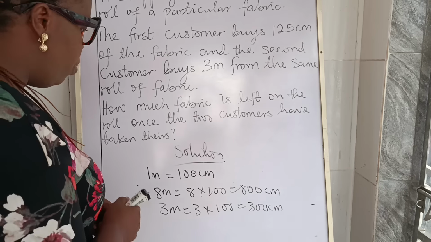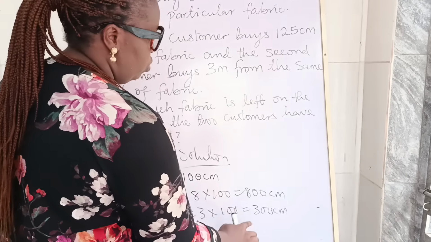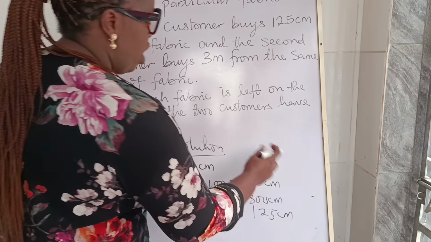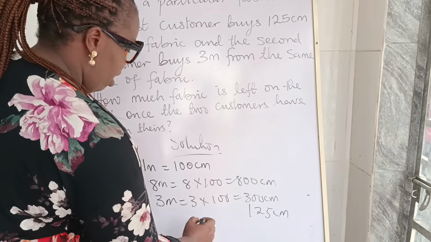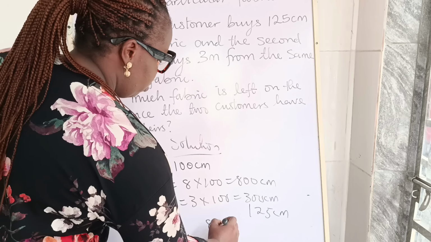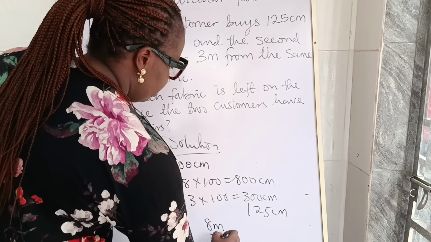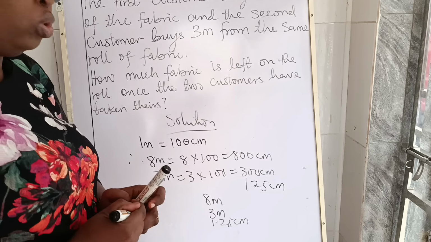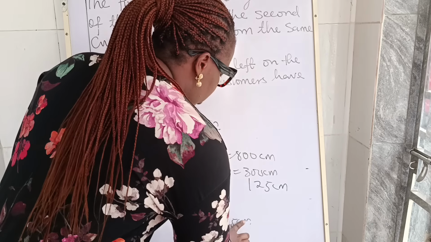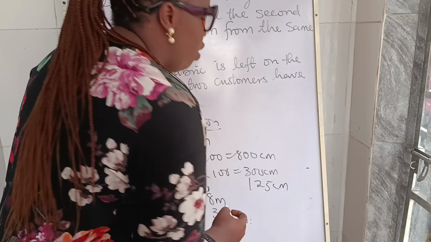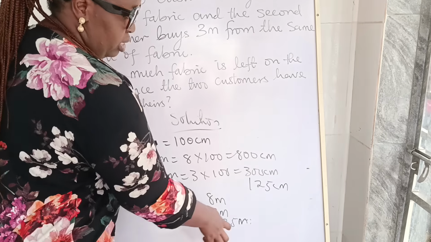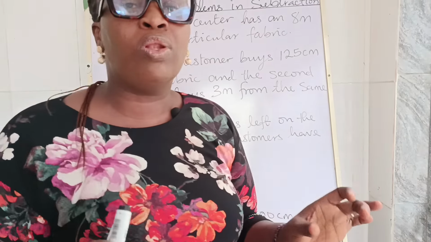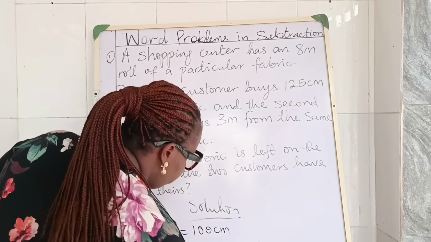Are we there? So we either use it this way, 800, 300, and 125 centimeters, or we go back this way and have 8 meters, 3 meters, and 1.25 meters, right? Depending on how you want to go about it. You either go for the meters and use this, or you go for the centimeters and use this, but you're going to use a particular unit to solve.